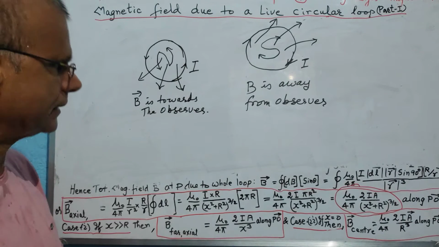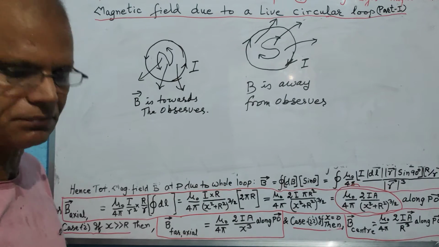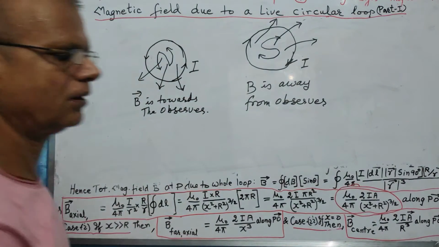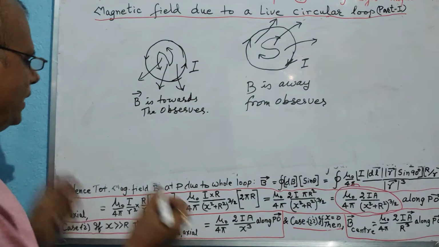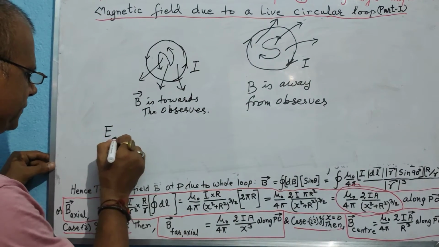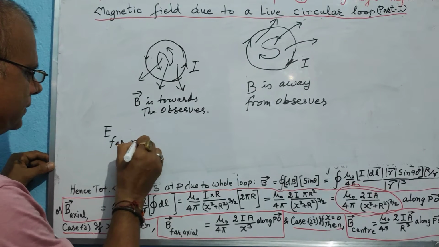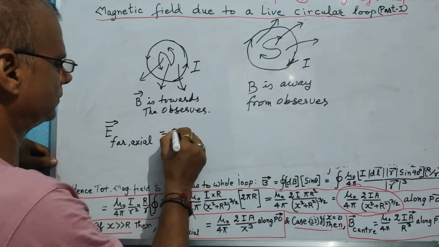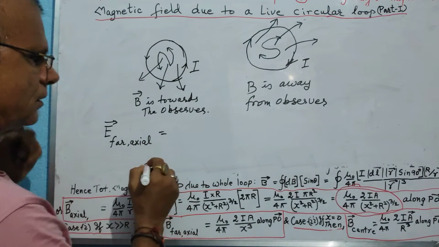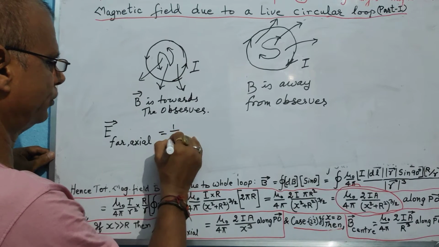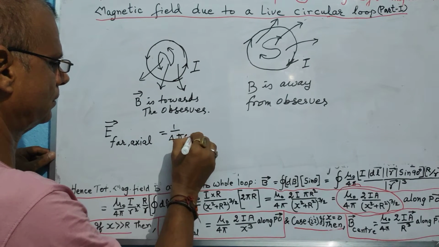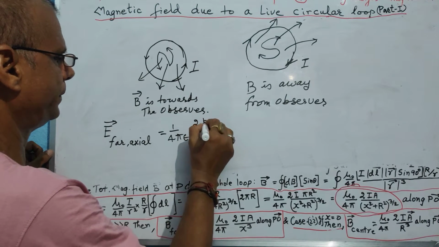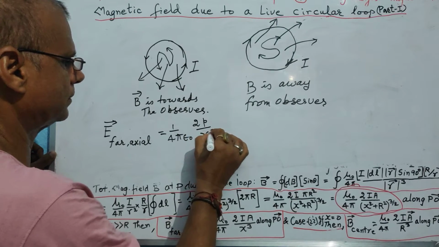Next we will now discuss something very important that we were talking about earlier. We have already derived the expression for electric field at a far axial point due to an electric dipole, which was 1 by 4 pi epsilon naught 2p by x to the power 3.